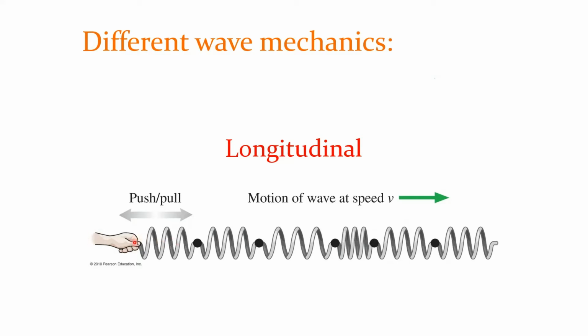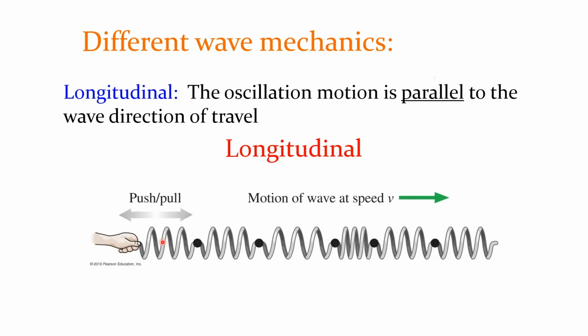But with a slinky, you can stretch it and push it back and forth like this. That's going to send a wave horizontal again, so same direction as our transverse, just horizontal to the right. But in that case, your particle motion or your oscillation motion is going to be parallel. So the key to longitudinal waves is that the oscillation motion is parallel to the wave direction of travel.